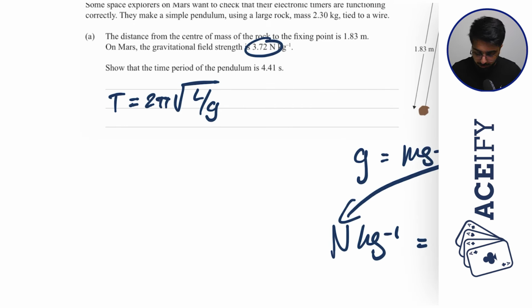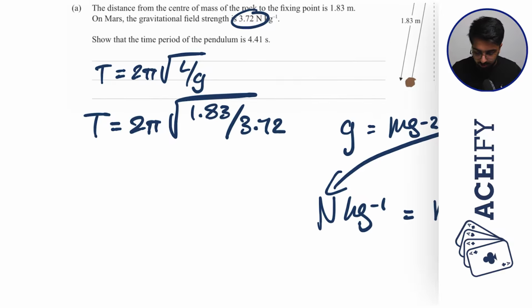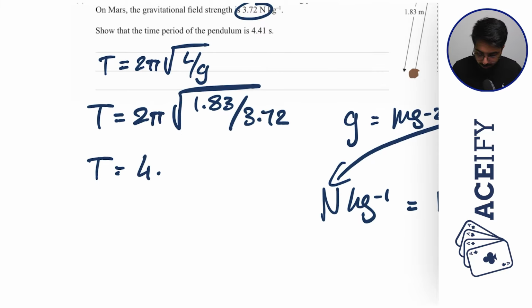And so now we've got all our information. We can say the period is equal to 2 pi square root the length, which is 1.83, all over 3.72, and that gives us a period of 4.407, which we can say is 4.41 seconds.